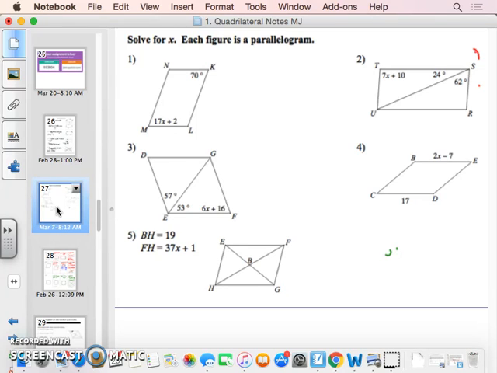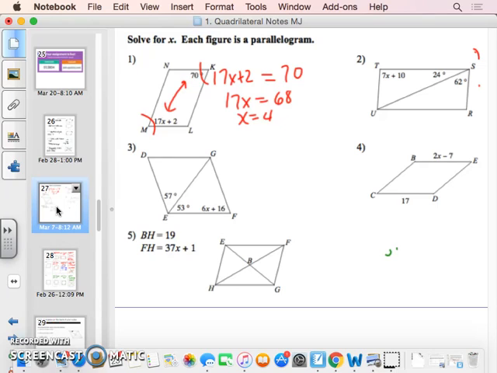So if I look at number 1, I'm going to apply the fact that opposite angles are equal to each other. So I'm going to set up 17x plus 2 equals 70. Get my handy dandy calculator, and I'm going to be taking 68 divided by 17, and I get 4. Because 17x equals 68, so x equals 4. And since they're asking me to solve for x, I'm good to go.